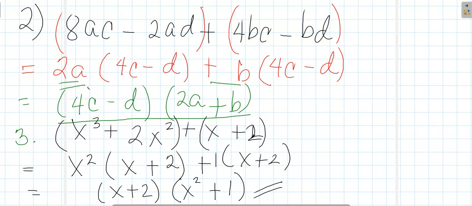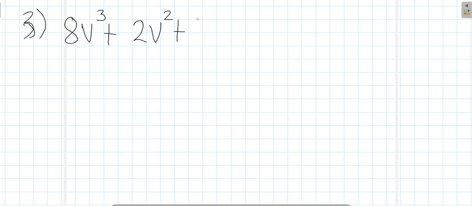So next, number 3. Okay, number 3. What is 8v cubed plus 2v squared plus 12v plus 3? Okay, so using the 12v, first group the first two.